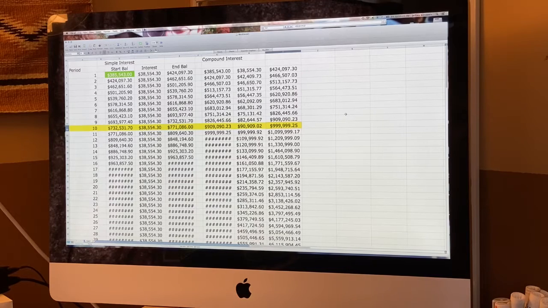And if you'd started with that amount and did simple interest, it would make it up to $771,000. So it's very important to start early. So that's all I wanted to show right now with this.